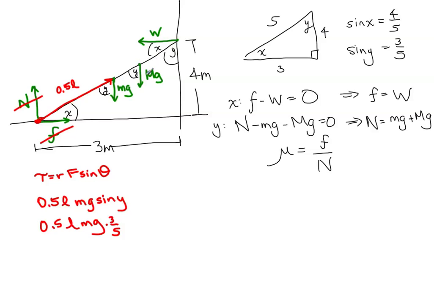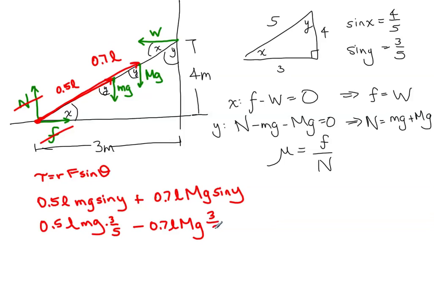Second one is going to be from big mg. That's the person standing on the ladder. So I draw my lever arm. This one is 0.7 times the length because they said 70%, right? So this one's going to be 0.7L big mg and also sine of Y. And these two torques are both going to tend to pull the ladder downward or clockwise, so I'm going to make them both positive. So this is 0.7 L big mg times 3/5, because that's the sine of Y.